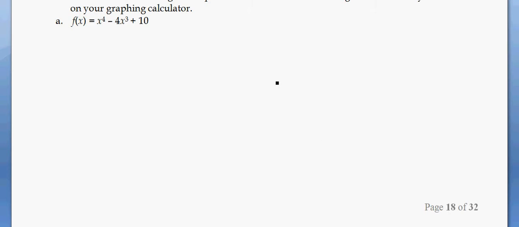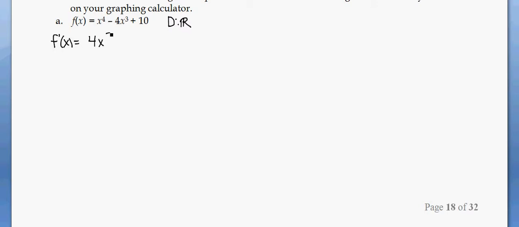Okay, so we're going to be sketching this fourth degree polynomial. So we start by identifying the domain. Of course, the domain for any polynomial is just going to be all real numbers. And then we want to go ahead and do the first derivative test. So we find critical points. So that's where the derivative is either 0 or undefined.